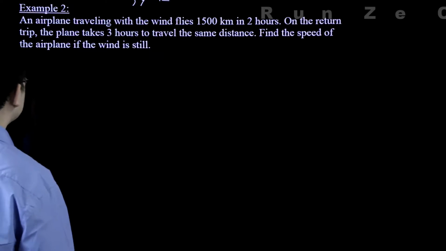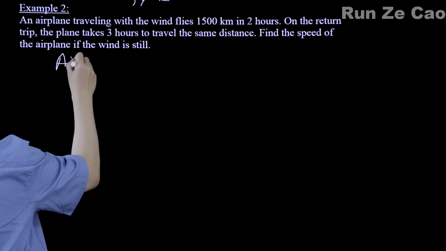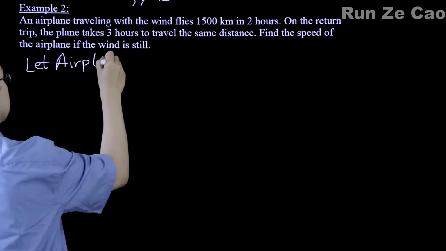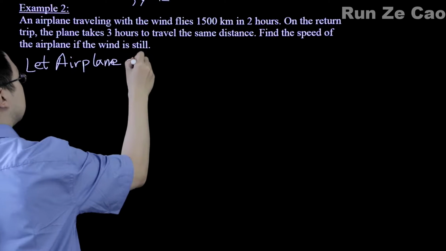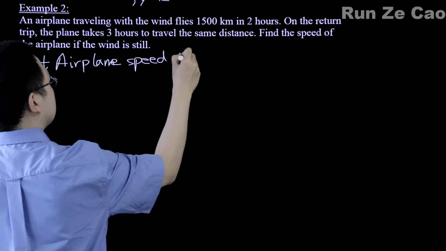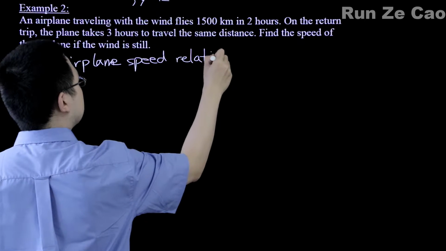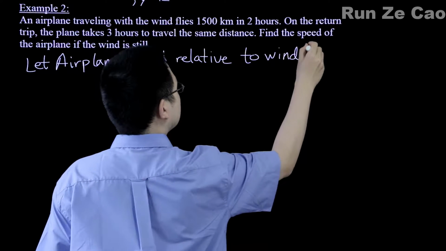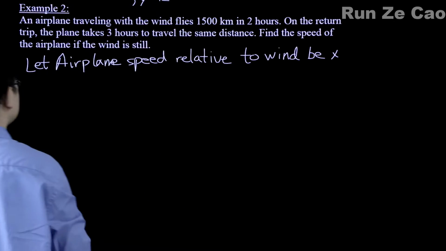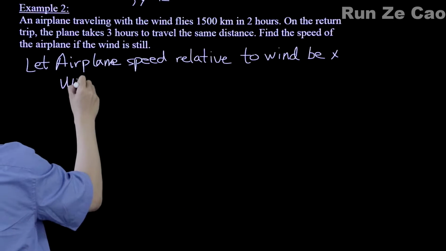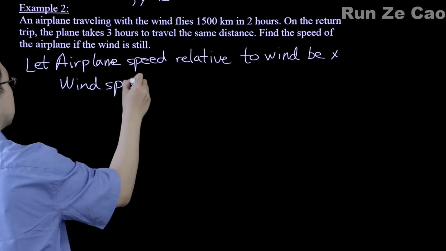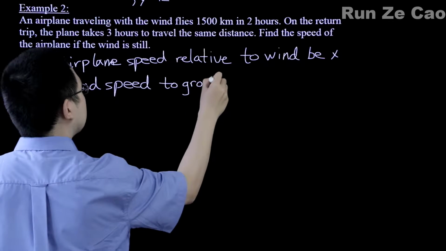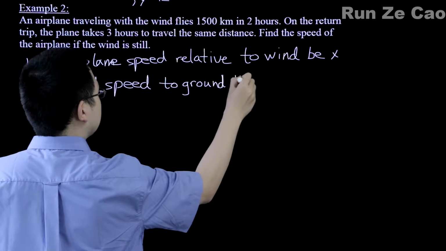So the airplane relative to the wind, usually we start this with: let speed relative to wind be x, wind speed to ground be y.